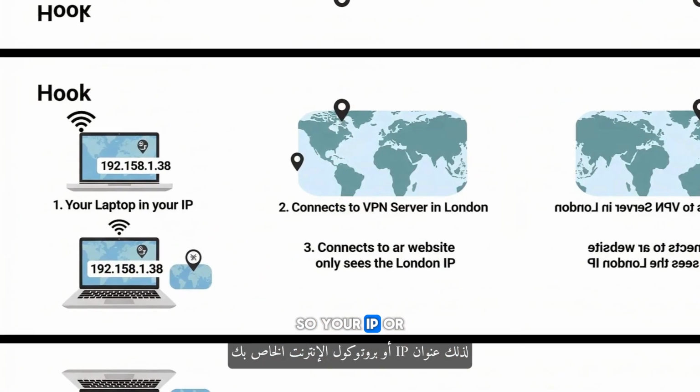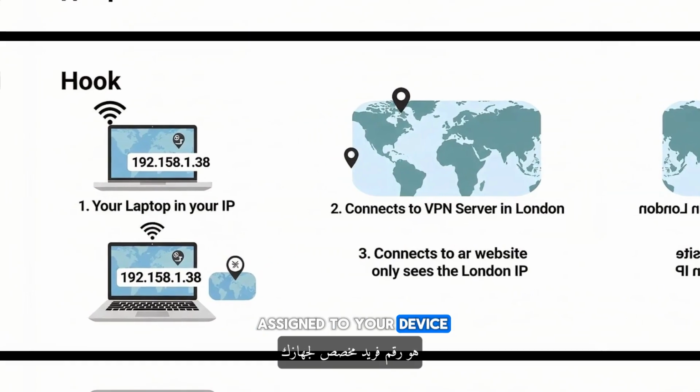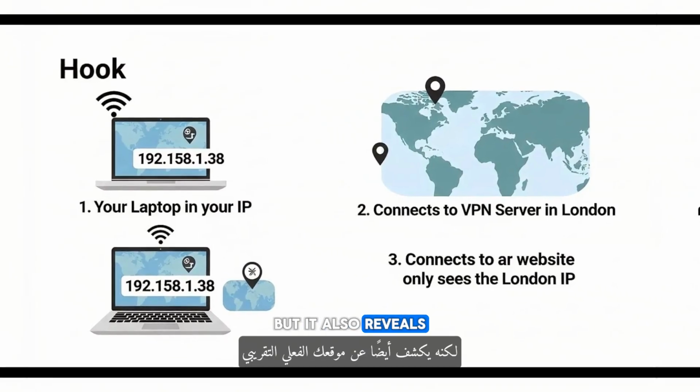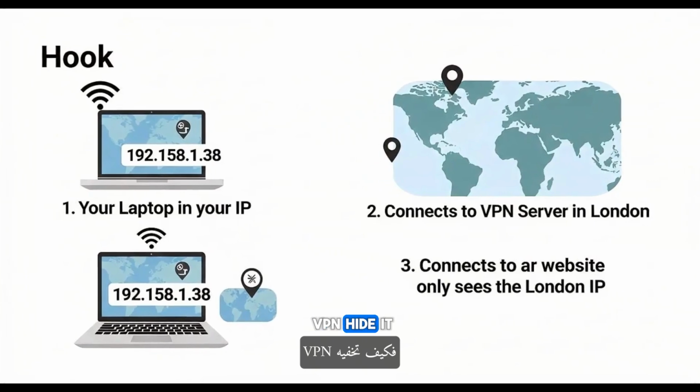So, your IP, or Internet Protocol Address, is a unique number assigned to your device. It's essential for sending and receiving data, but it also reveals your approximate physical location. So, how does the VPN hide it?